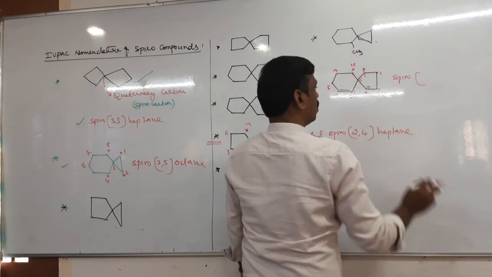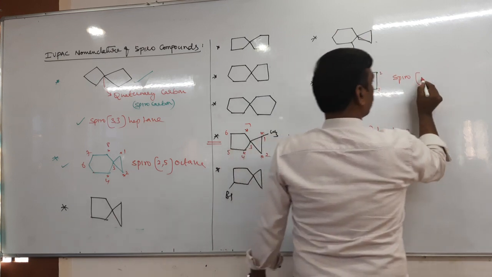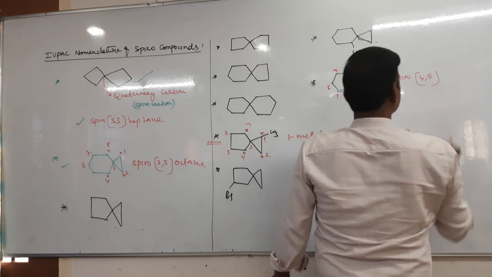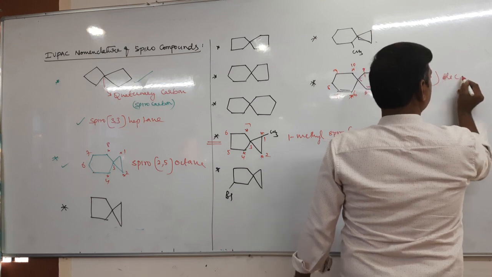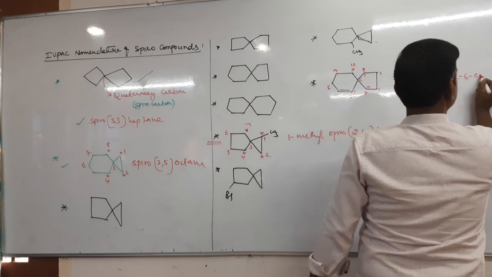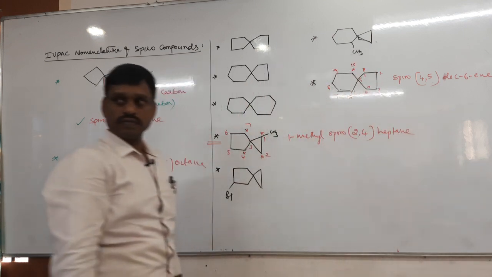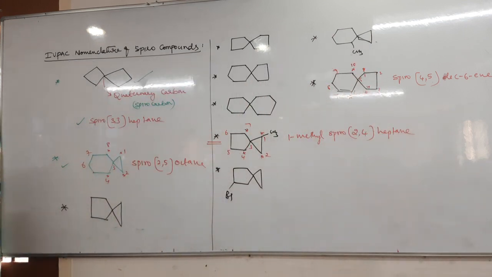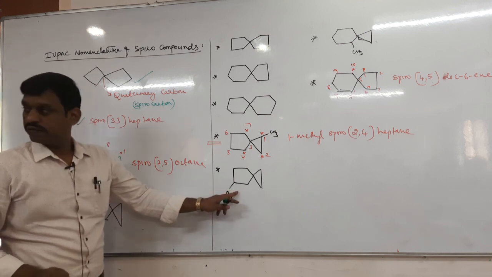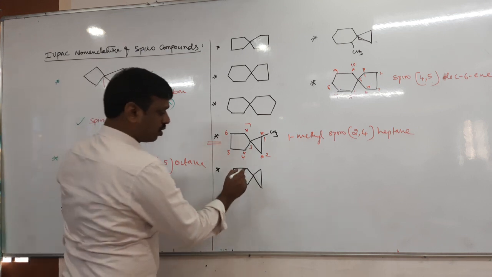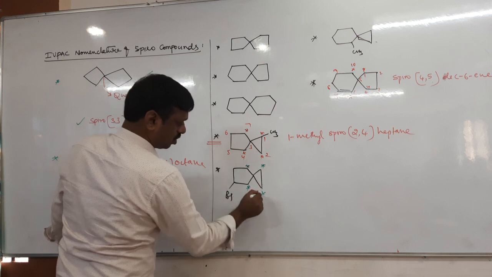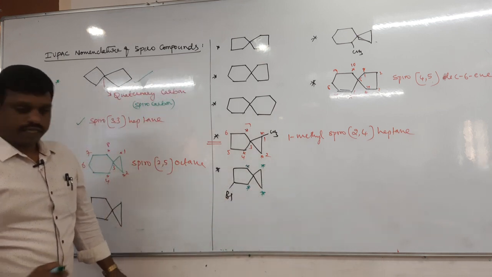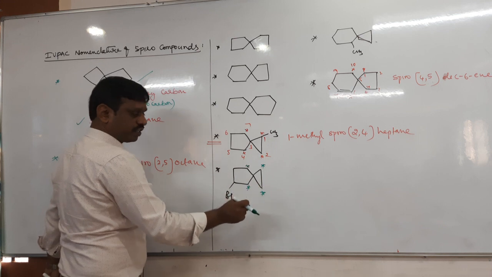Tell me. 1, 2, 3, 4. 4 comma 5. Dec, no. Dec 6-in. Tell me. This one. So start the numbering next to the spiro. This or this or this or this. Tell me, it should be the short ring first, no?